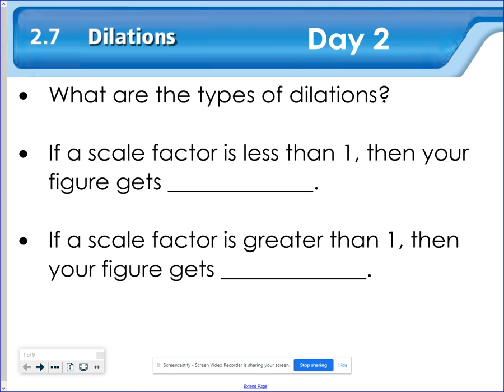Hello, math students. Today we are going to talk about dilations some more, and we're going to focus more on the scale factor part of dilations. So, the two different types of dilations that we have are reductions and enlargements. If a scale factor is less than 1, so it could be written as a fraction or as a decimal, we're going to get a reduction.